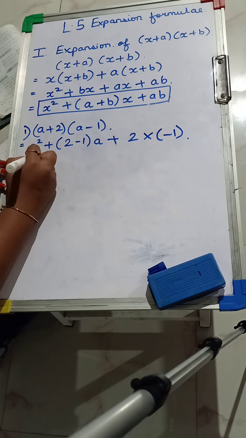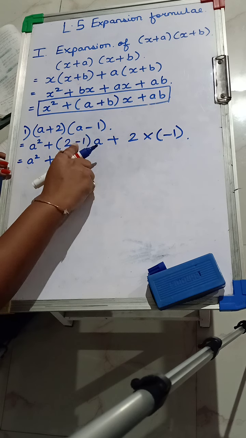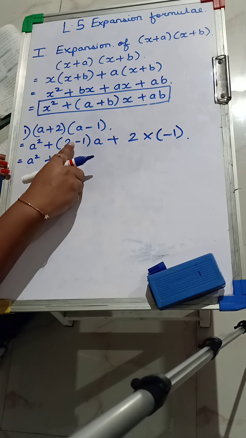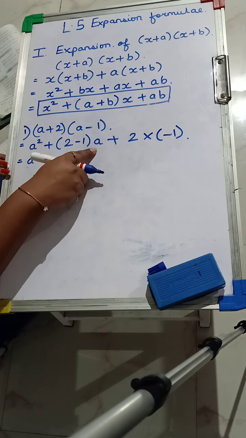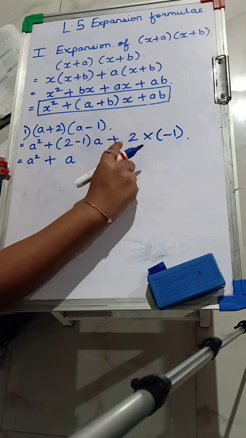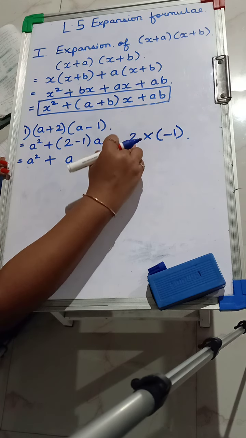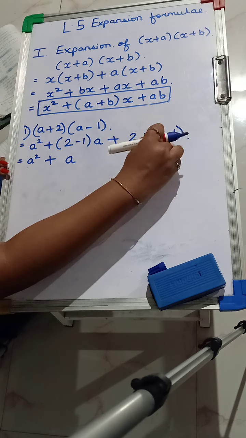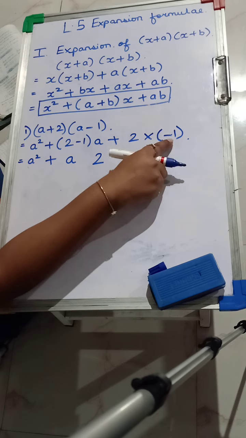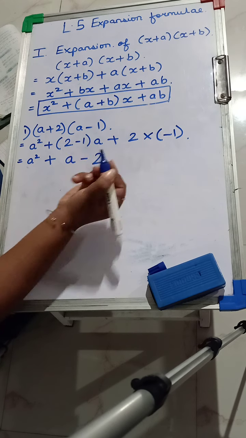Now we are going to solve. a square will be as it is, a square, plus 2 minus 1 gives us 1, that is 1a, that is multiplied by this bracket and a variable. So 2 minus 1 is 1a, but we never write 1a, we directly write the variable as a. Then this full part we have to solve now. So that is plus 2 multiplied by minus 1. So 2 ones is 2. But what sign will come? 2 has plus sign and 1 has minus sign. So plus minus gives you minus. So here we will write minus 2.